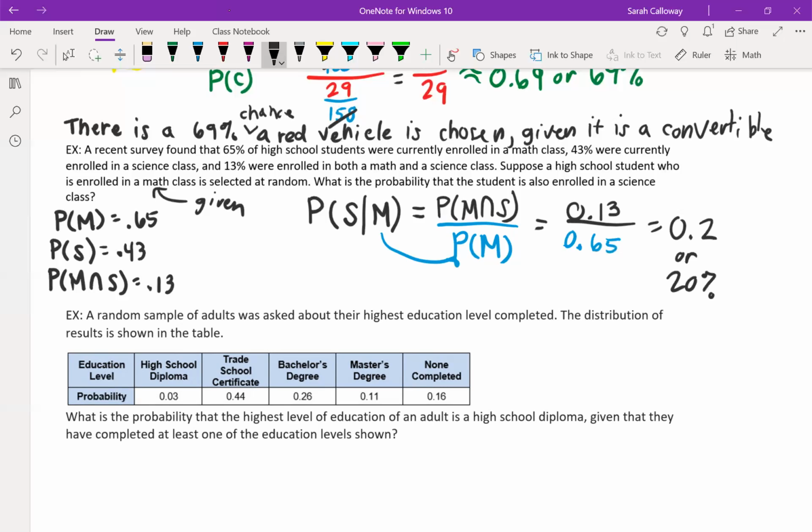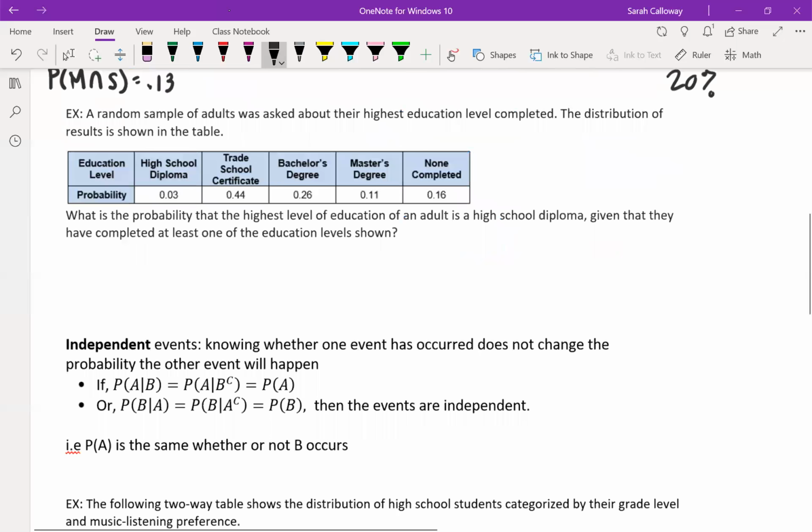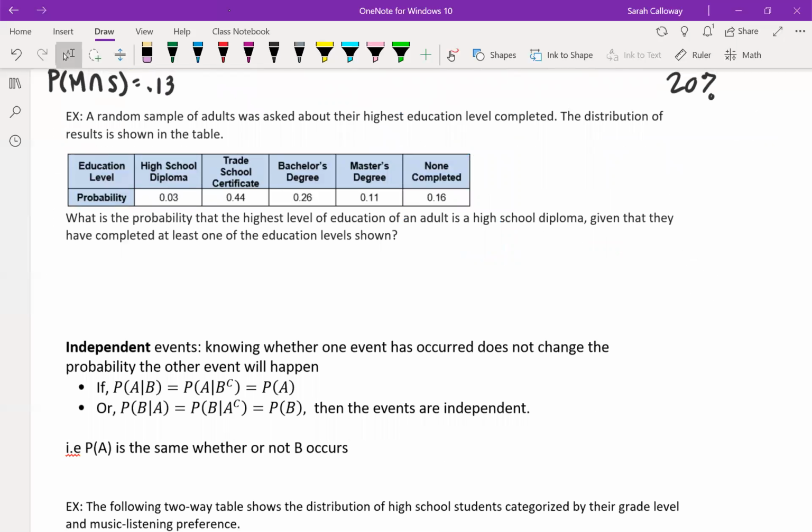Okay, one more example using these conditional probabilities. The example says that a random sample of adults was asked about their highest education level completed. The distribution of results is shown in the table. What is the probability that the highest level of education of an adult is a high school diploma, given that they have completed at least one of the educational levels shown?